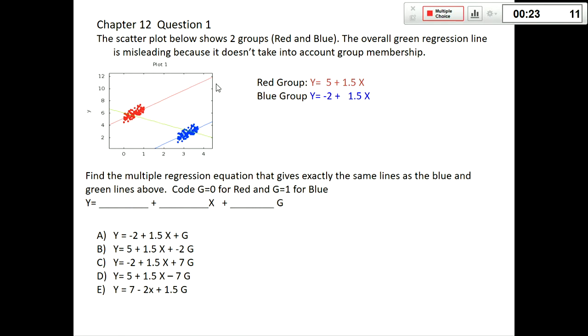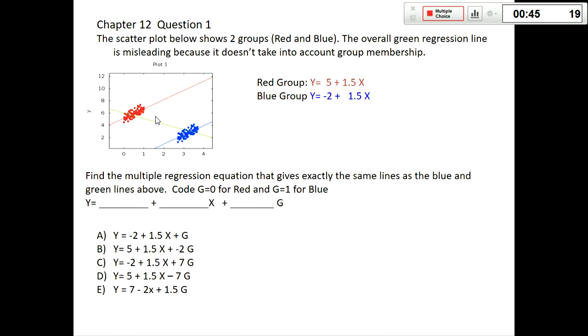Now, what I want you to do, so this is a simple regression. This green line is just y equals some intercept plus some slope. It's wrong. I mean, it's confounded.